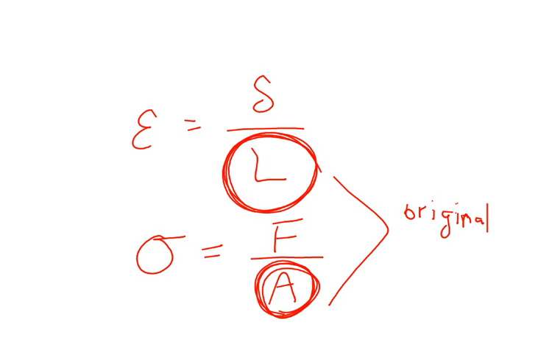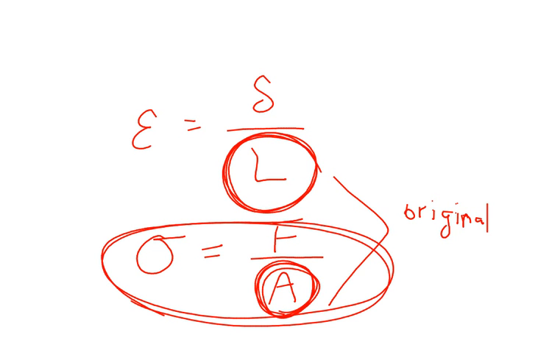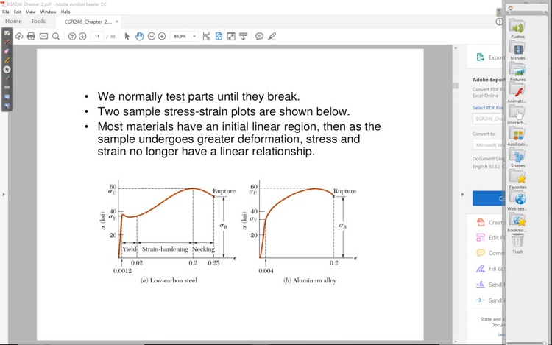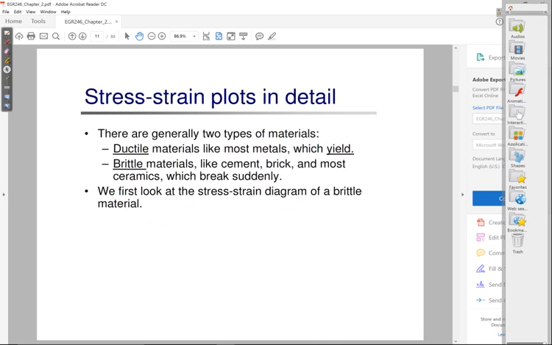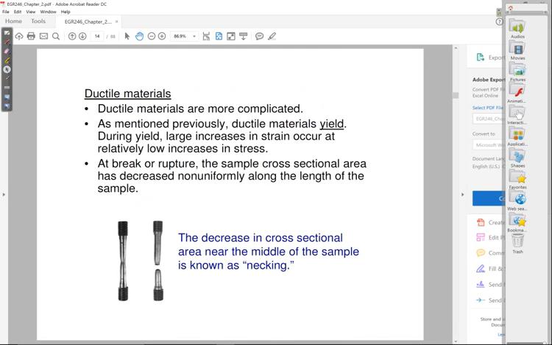Okay? Now, that's going to be a problem when it comes to stress. Because what happens as you keep pulling on the part as it stretches? What you know is that the area is going to keep decreasing, right? When you keep pulling on something and it stretches, then it becomes thinner and thinner. Right? In fact, in something like steel, you end up with what's called a necking.